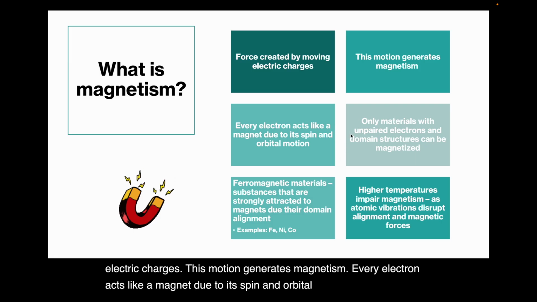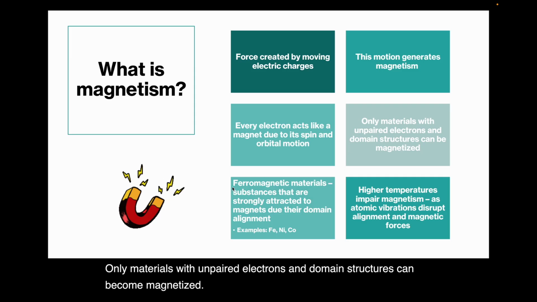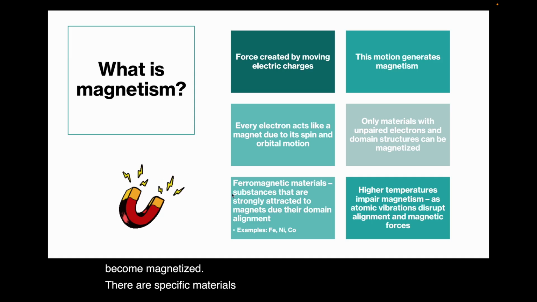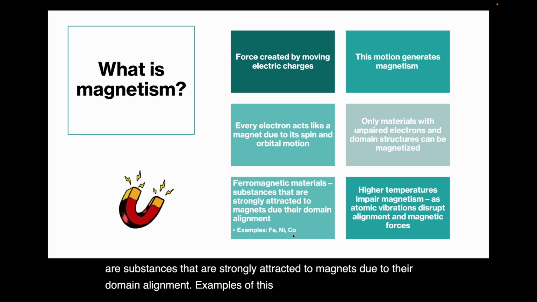Only materials with unpaired electrons and domain structures can become magnetized. There are specific materials called ferromagnetic materials. These are substances that are strongly attracted to magnets due to their domain alignment. Examples of this are iron, nickel, and cobalt.